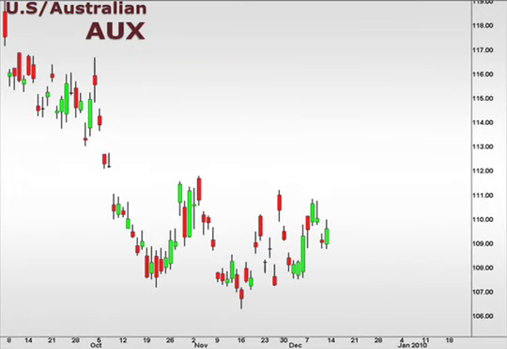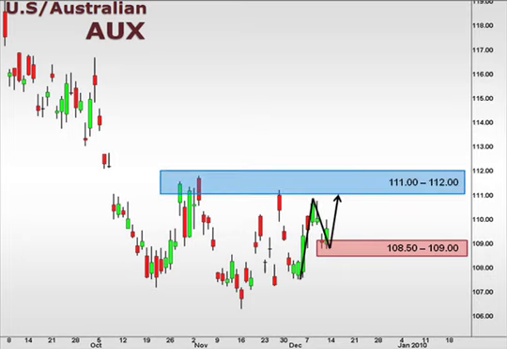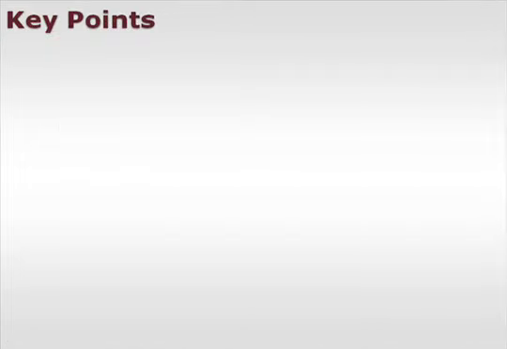Well, the US dollar tested the lower range of our 111-112 focal zone and subsequently retraced, finding some support within the 108.5-109 range. Now, a bounce here should yield a move that extends further into that 111-112 box, with our next resistance level located within the 114-115 range.